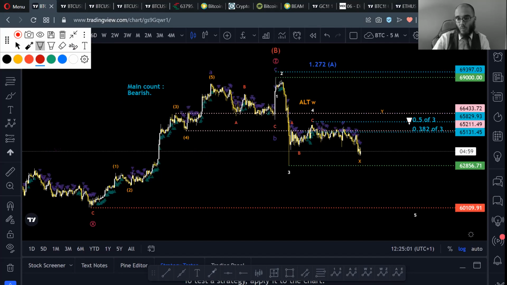And here I was looking for the retracement of wave 3, the 0.5 or the 0.382 of wave 3 of that retracement. And we came close to the 0.5 retracement. So on this time frame also we have accomplished what we should have, and I'm now expecting us to break the 62,856 level, and I'm expecting us to retest the 60,109 level, the bottom of wave X.